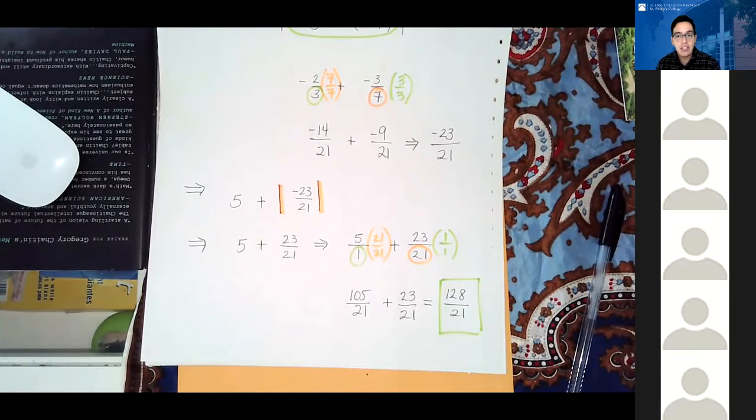It's this really weird fraction, 128 over 21, but we trust the process even though the result looks a little bit strange. Any questions, comments, or concerns?